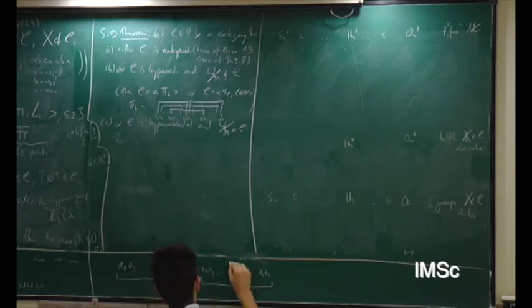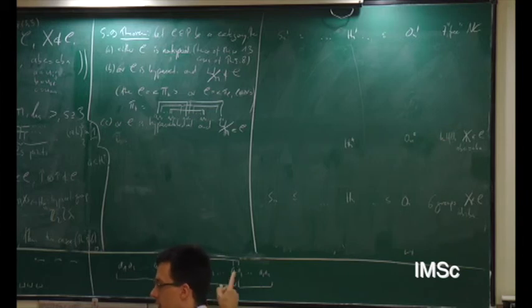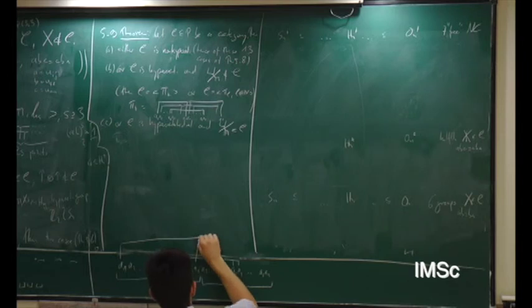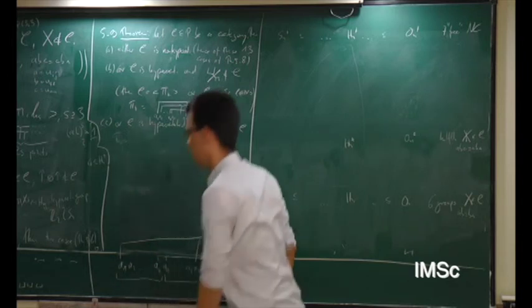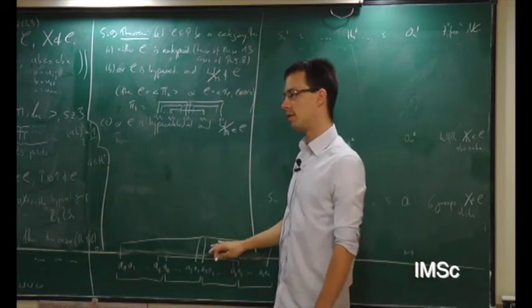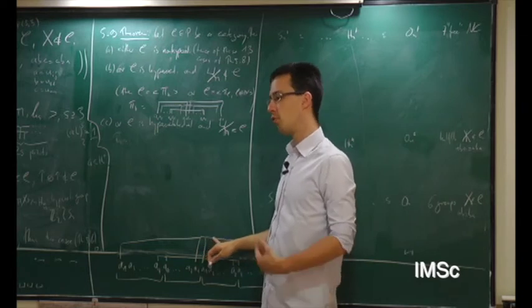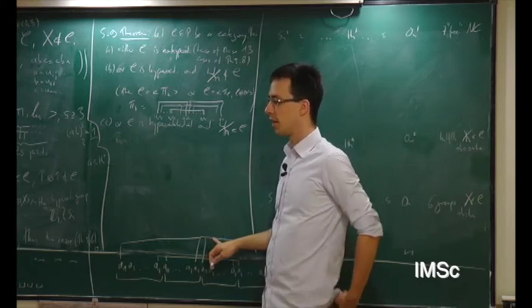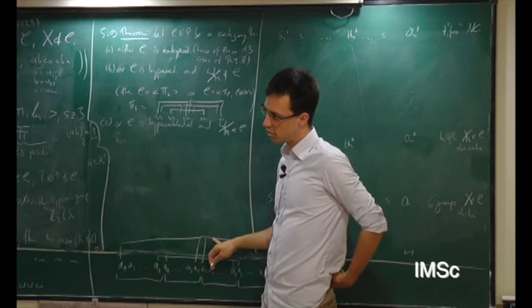So the A_k's are connected. All the A_k's are connected, so there are 4. And also the A_1's are connected. So it looks like this. It's a partition of 4k points having k blocks, each of size 4.